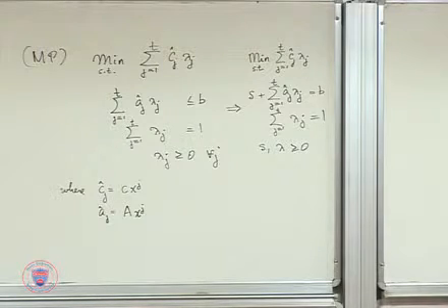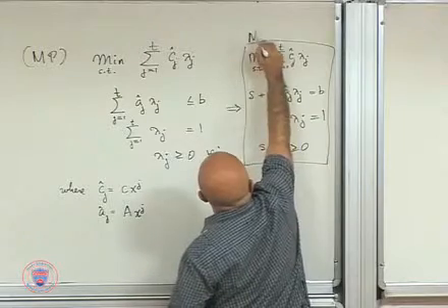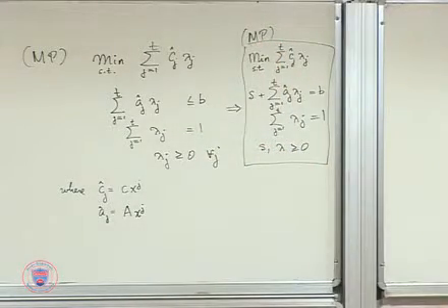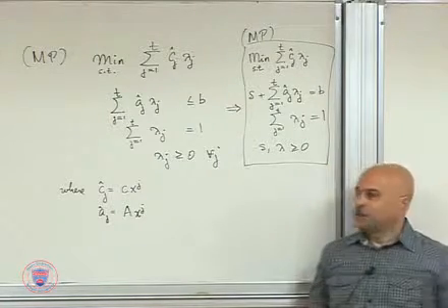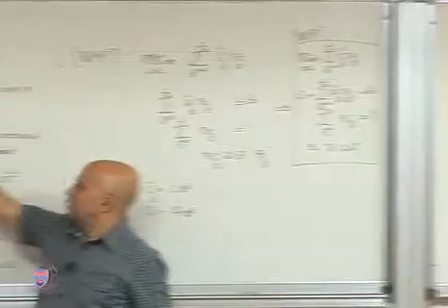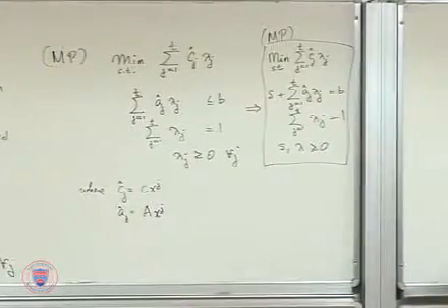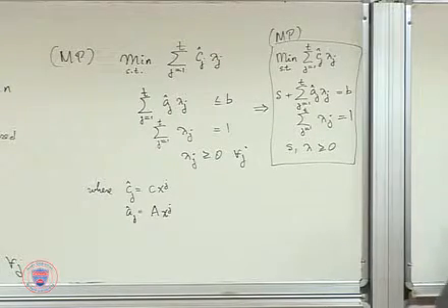Take lambda to be the vector of the lambda j's. s is the vector of slacks. So this is the master problem that I'm going to use. The only difference of this from the initial one that we used for equality is the inclusion of the slacks here. That's the only difference. So there's really nothing mysterious here.